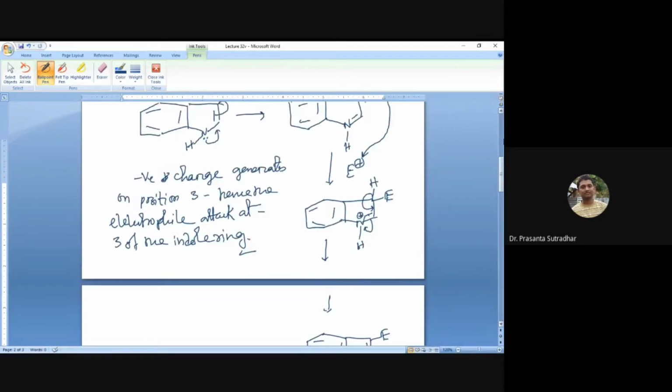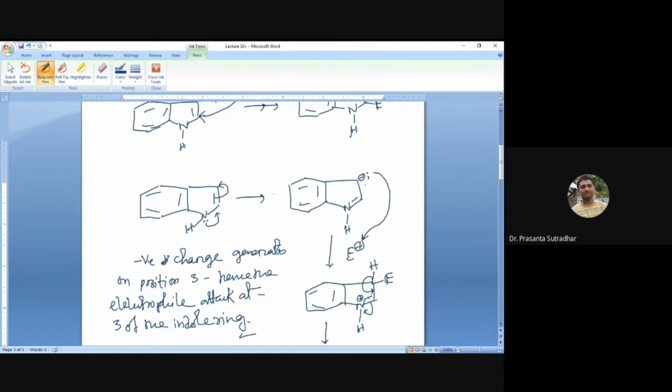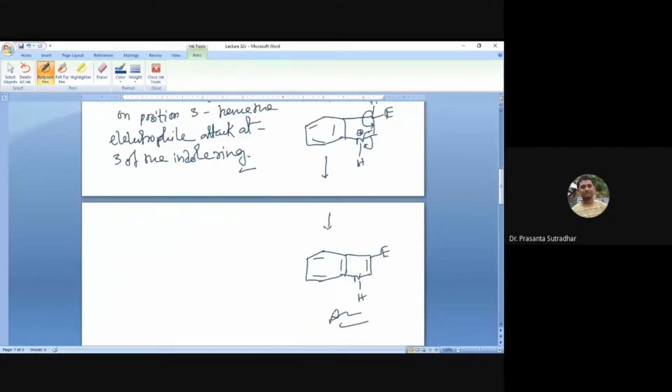So the main thing is that in the resonating structure we got negative charge at position 3. That's why the positively charged electrophile will attack at position 3.